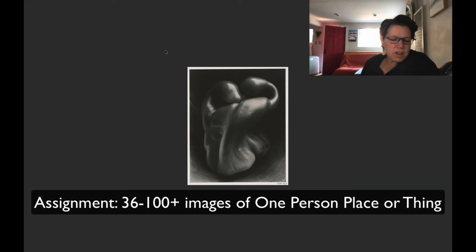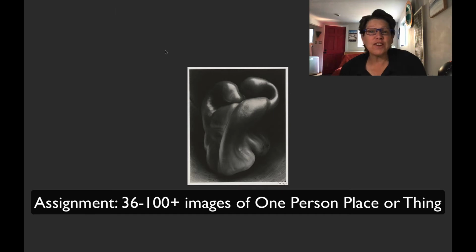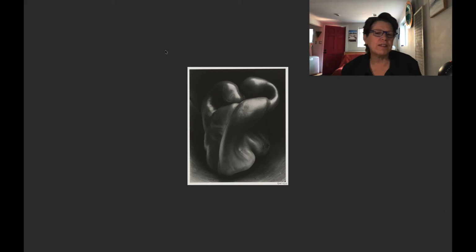This assignment is 36 images of one person, place, or thing. Really, you guys? It's 36 to 100. Always aim for 100 images per project. It gives you options. It gives you choices. You get to perfect your photographic skills. You get to play with angles. You get to play with lighting. And that's what I want you to do.